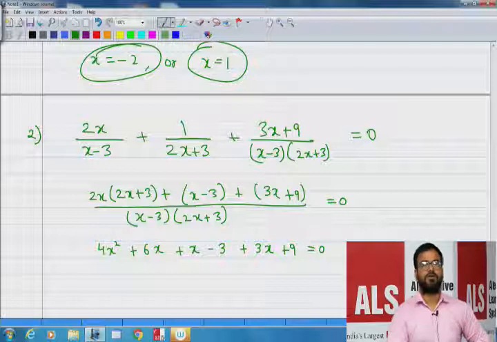Shillong Center, what are you doing there? Be on your seats.